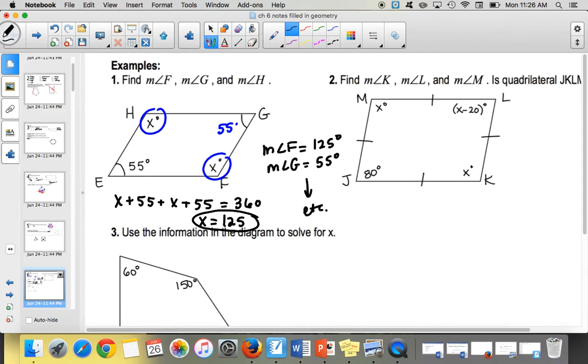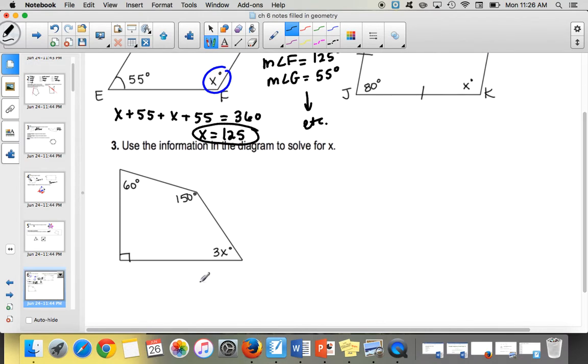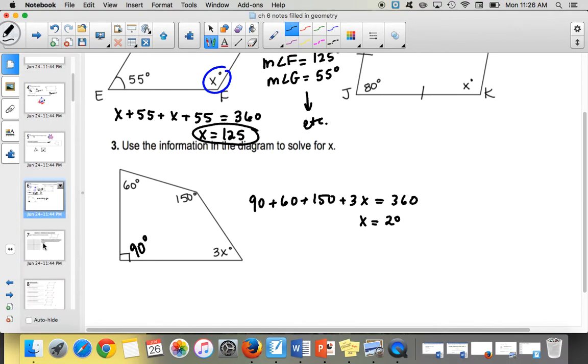All right, so let's skip the next one. Do you see how we would just add all these together? They would add up to be 360, and then we go from there. Same thing for this one. This is 90 degrees. So we'd have 90 plus 60 plus 150 plus 3x equals 360. And I think when you solve for that, you get x equals 20. Okay, so is that section making sense?